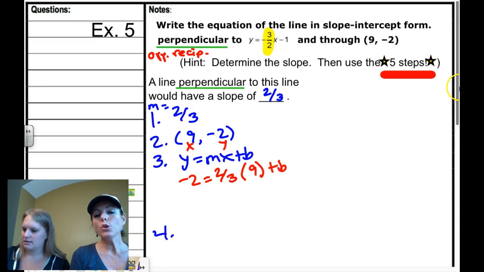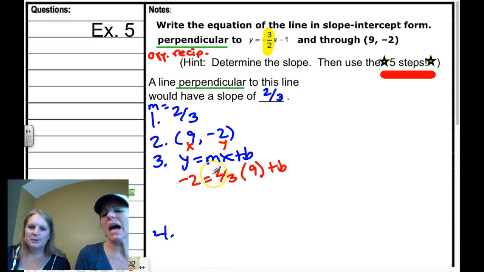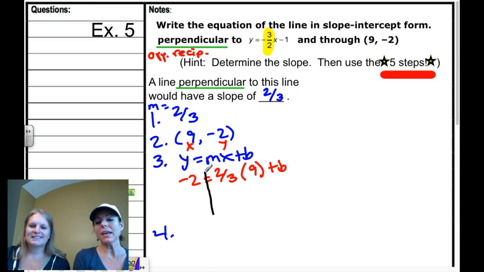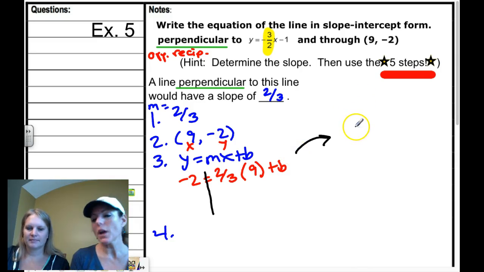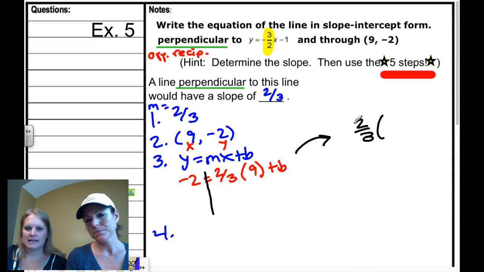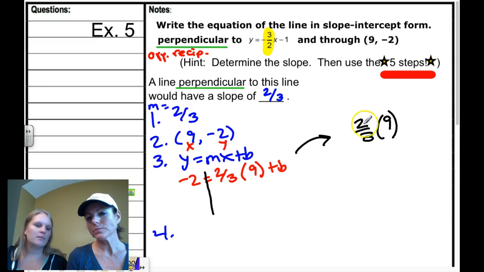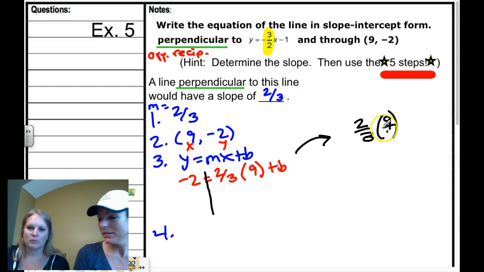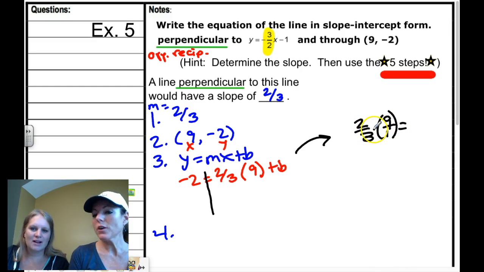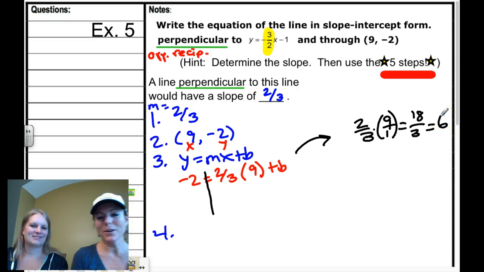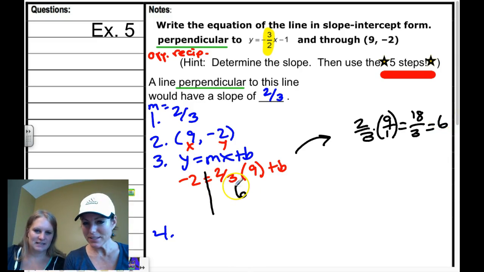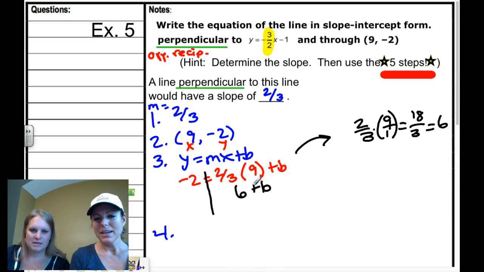I know you see a fraction times a non-fraction and you panic. But don't. Let's do a little sidebar, yeah, let's refresh how you multiply fractions. 2 over 3 times 9. Remember, how can we write 9? 9 over 1. And then just multiply straight across. 9 times 2 is 18. And 3 times 1 is 3. Well, 18 divided by 3? 6. There we go. So that's 6 here, plus b, and negative 2 equals.